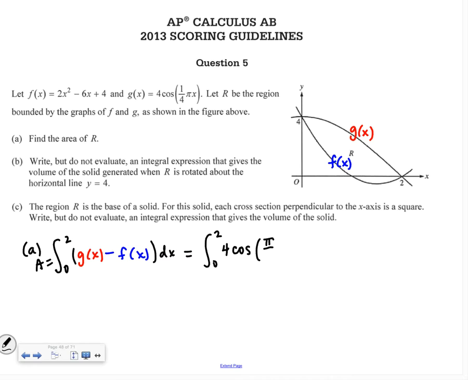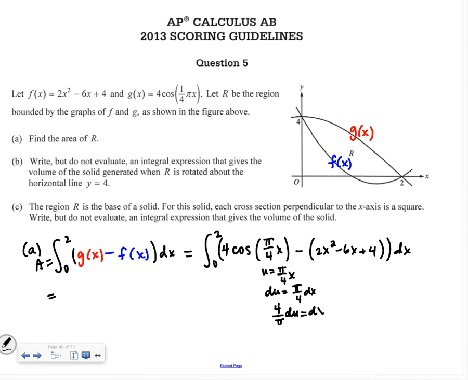I'm going to write this as pi over 4x. All right, so when I integrate, if I have 4 cosine of pi over 4x, it's a u substitution. You would let u equal pi over 4x. So du then would be pi over 4 dx. So you would end up gaining a 4 over pi on the other side. So dx is going to be replaced by 4 over pi. So I'm breaking up these into 2 integrals, by the way.